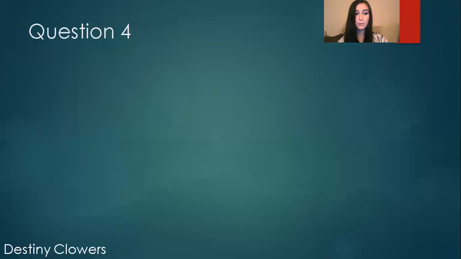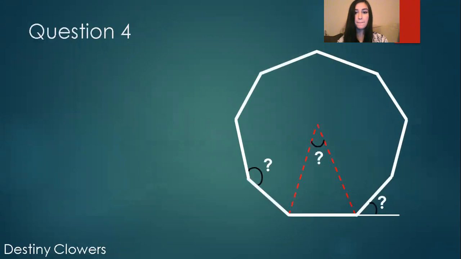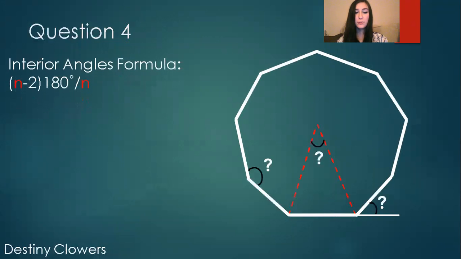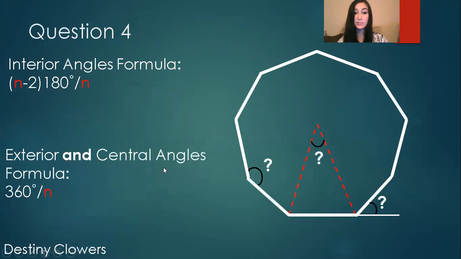Now, question 4. In a regular n-gon, which means any polygon that you work with, each interior angle has a measure of n minus 2 times 180 degrees divided by n, while exterior and central angles, they have 360 degrees divided by n. That's their measure.